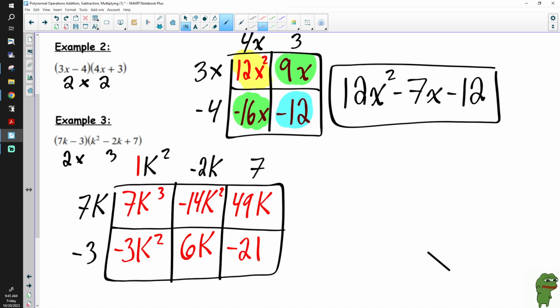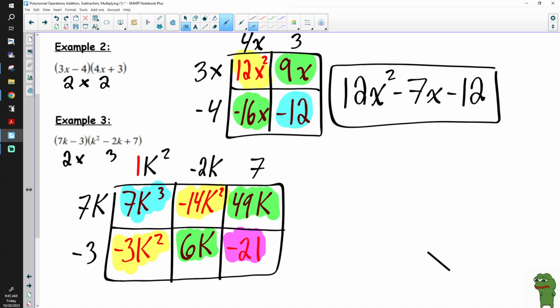Now, the hard part is writing your final answer. Remember to look at your like terms. Like term. Like term. Loner. So try and write your final answer. Combine your like terms and write them in order, largest exponent to smallest.